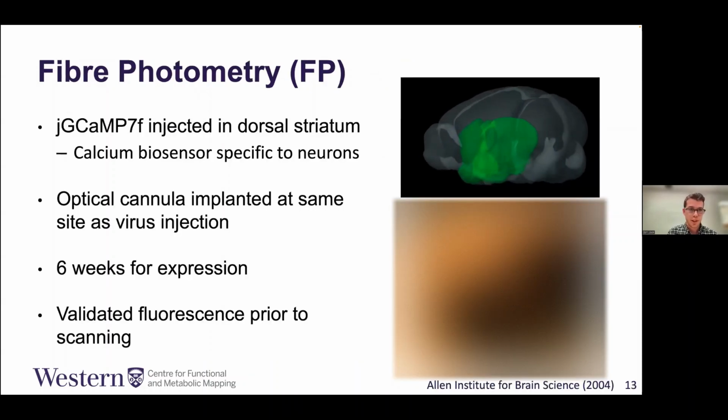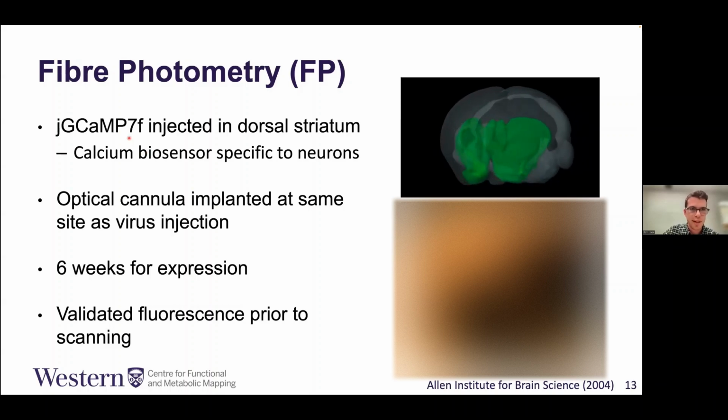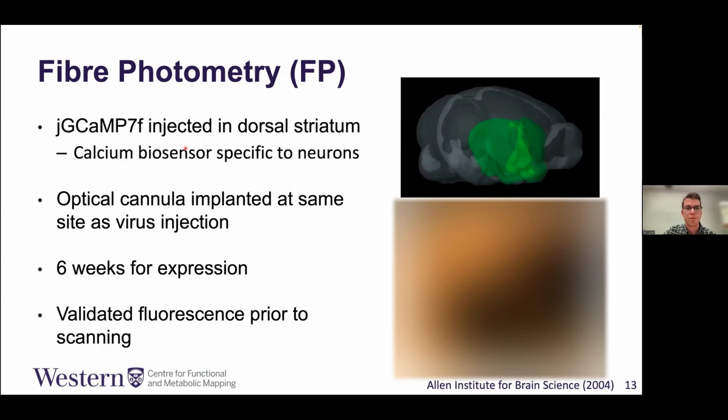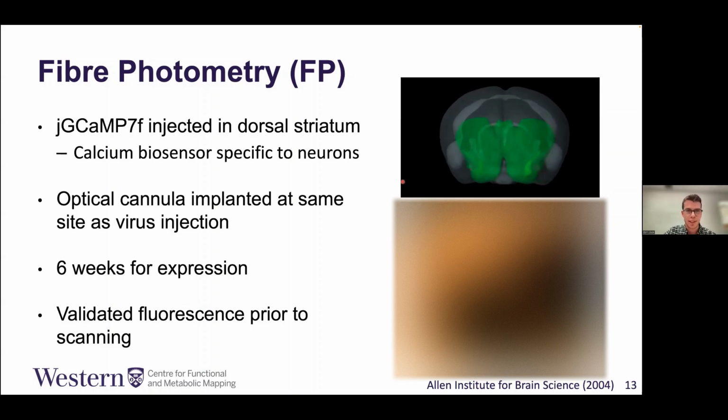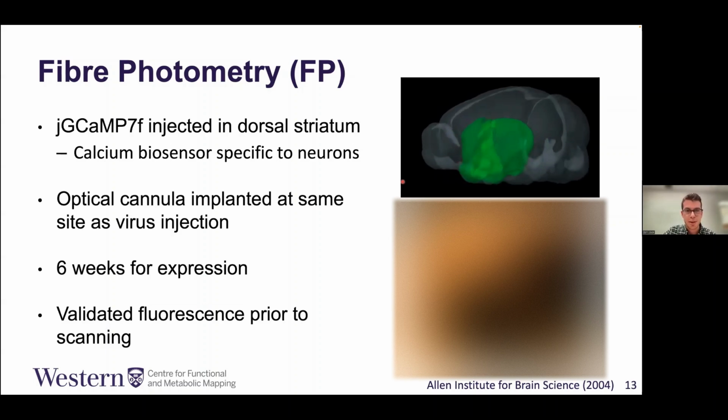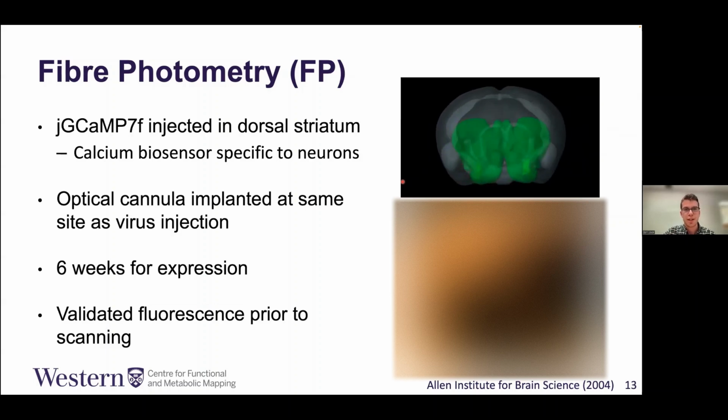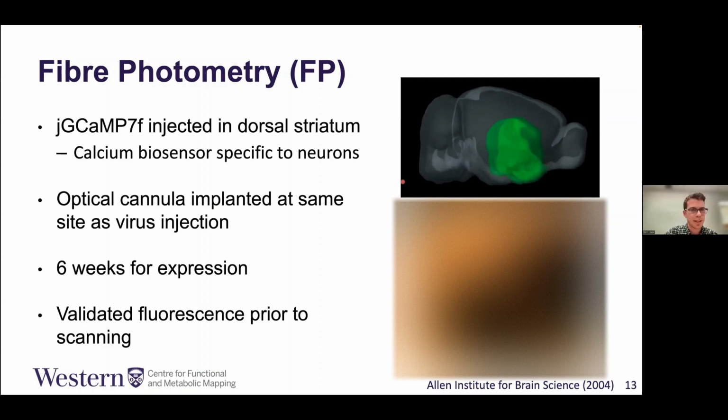So we chose to inject JGCaMP7f, which is a calcium biosensor specific to neurons, and we injected it into the dorsal striatum. This shows the full striatum, and the dorsal striatum is, of course, just the dorsal region. We chose this region because it's a nice big region. It's easier to get the injection in the right location. And also it has some really interesting functions that I'll mention in a few slides.